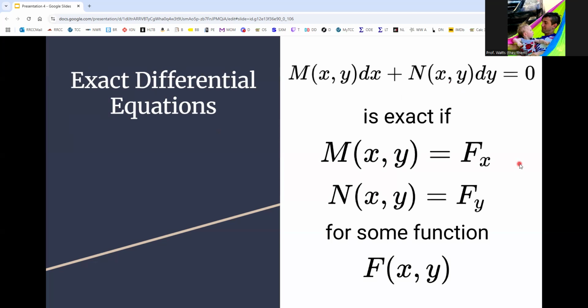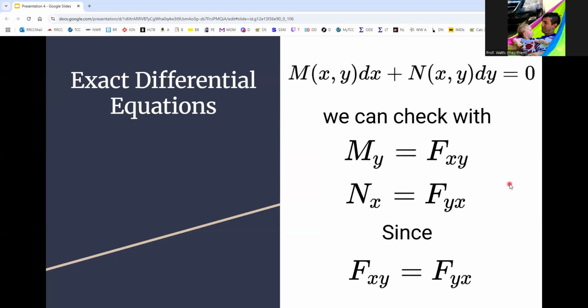So the idea behind the exact differential equation is that these functions M and N that appear in front of the differentials are partial derivatives of some potential function, big F of x, y. Specifically, M is the partial derivative of F with respect to x, and N is the partial derivative of F with respect to y. So how would we know if there is such a function F where we have this relationship?